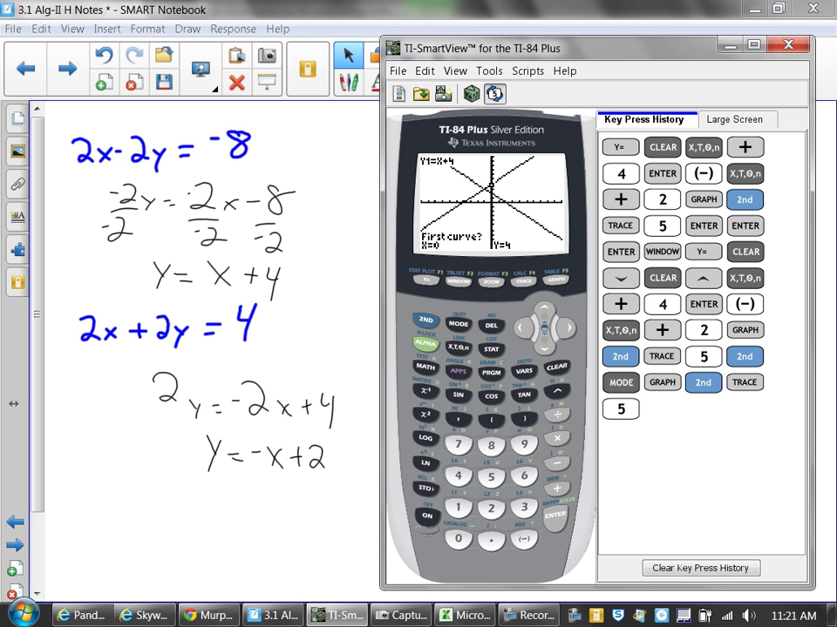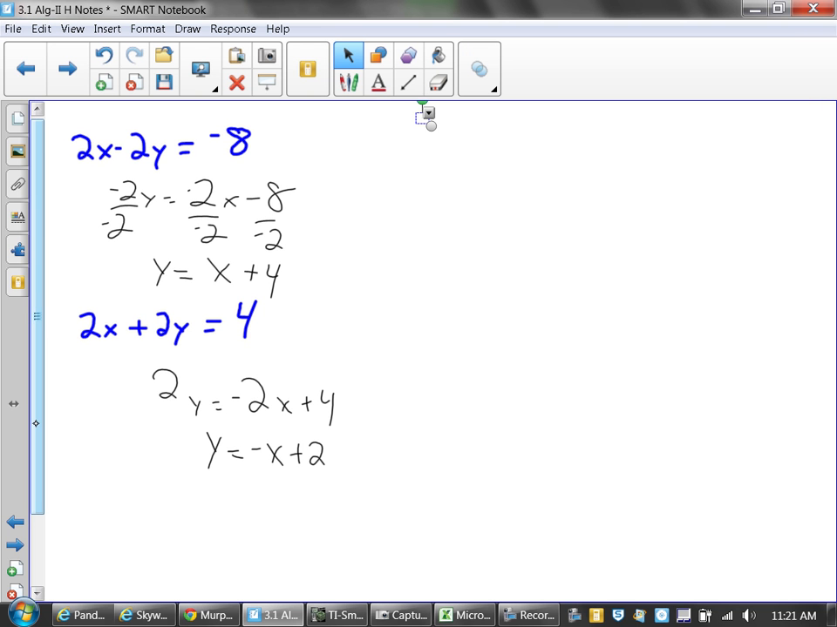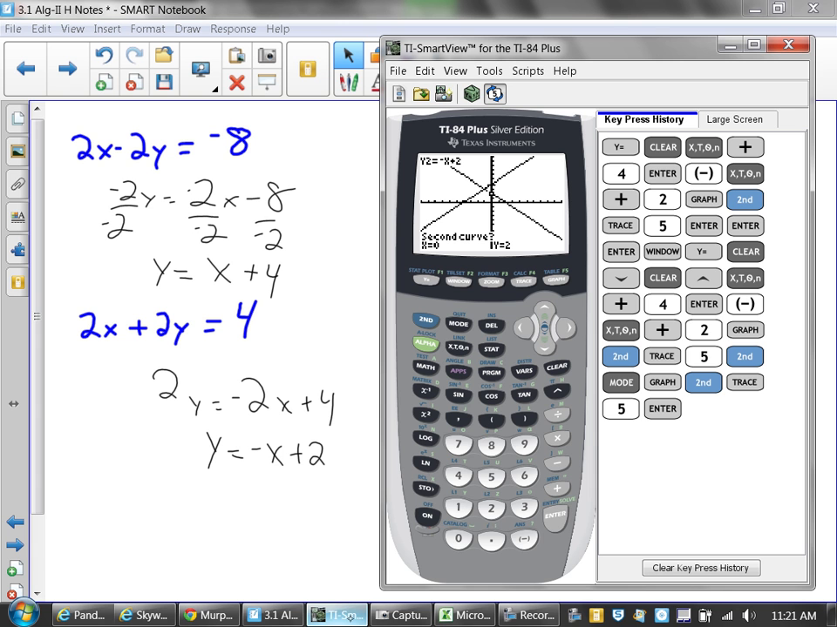And now it asks you a question. First curve. Hit enter. You don't have an 84. Where's your 84? Second. That's right, we're still trying to find that. And then you hit second curve, and then hit enter.